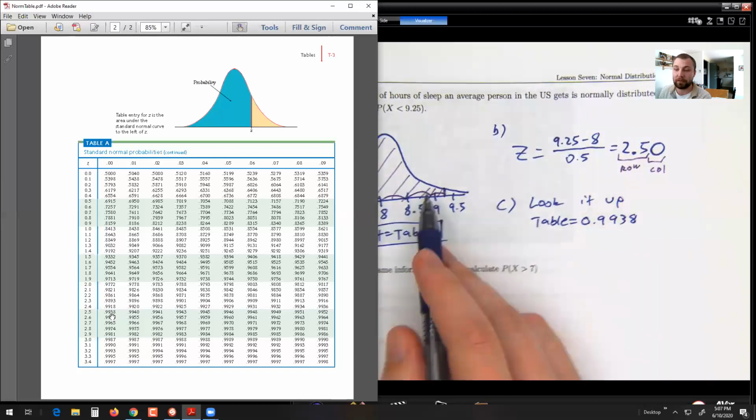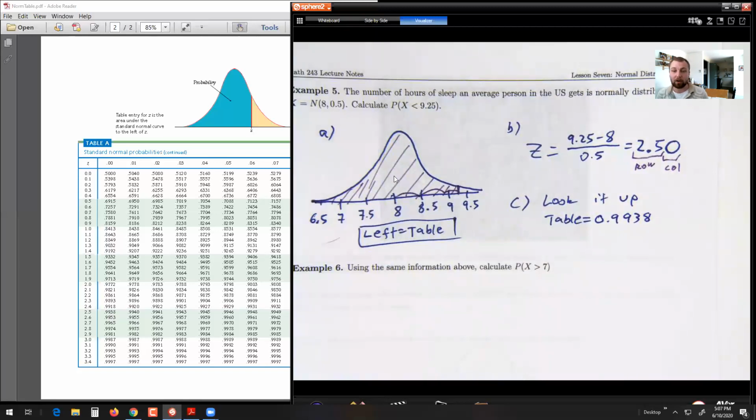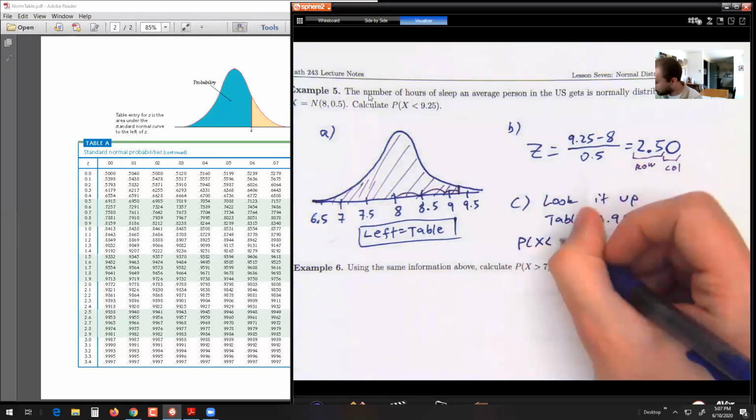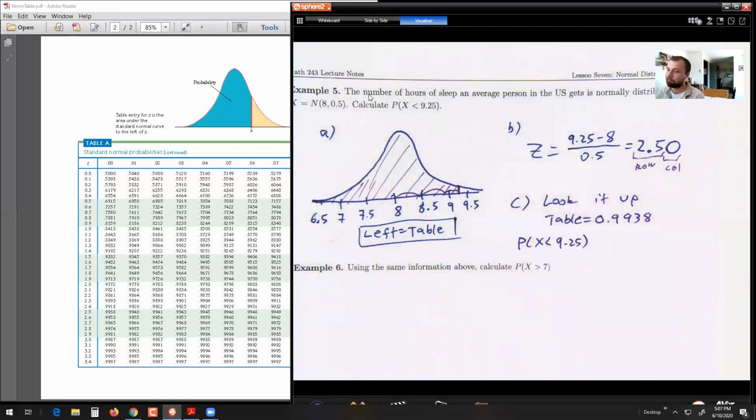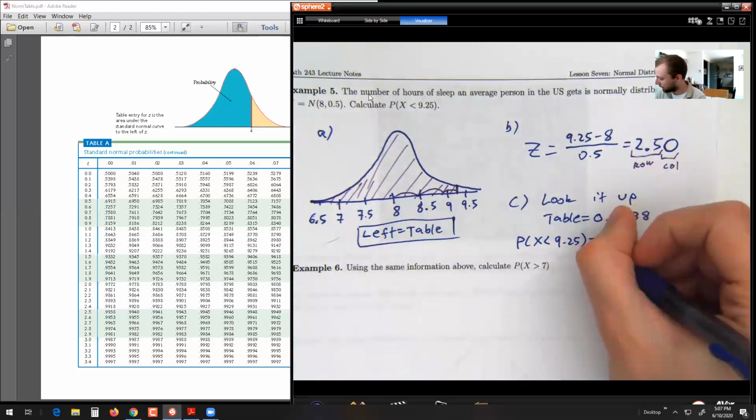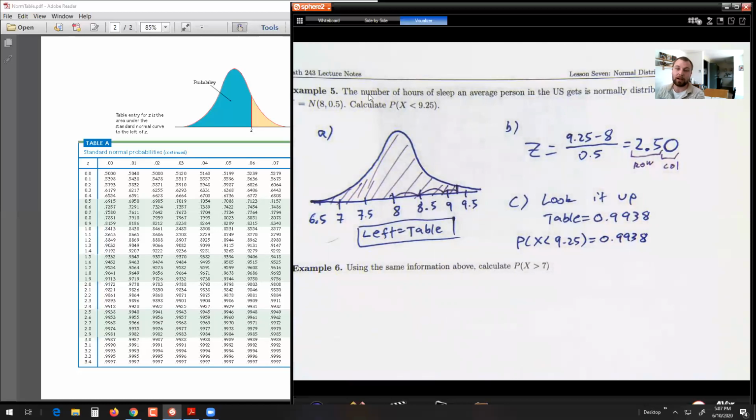The reason I draw my picture is to see if this is a reasonable estimate for the area. This looks like almost 100% of the curve, so I'm feeling pretty good about this. The likelihood of having 9.25 hours of sleep or less is almost everyone. To get more than 9.25 hours, you're sleeping like a king, that's the top 0.6% or so. Really unlikely to get more than this amount of sleep. 99.38% of people are getting 9.25 hours of sleep or less.